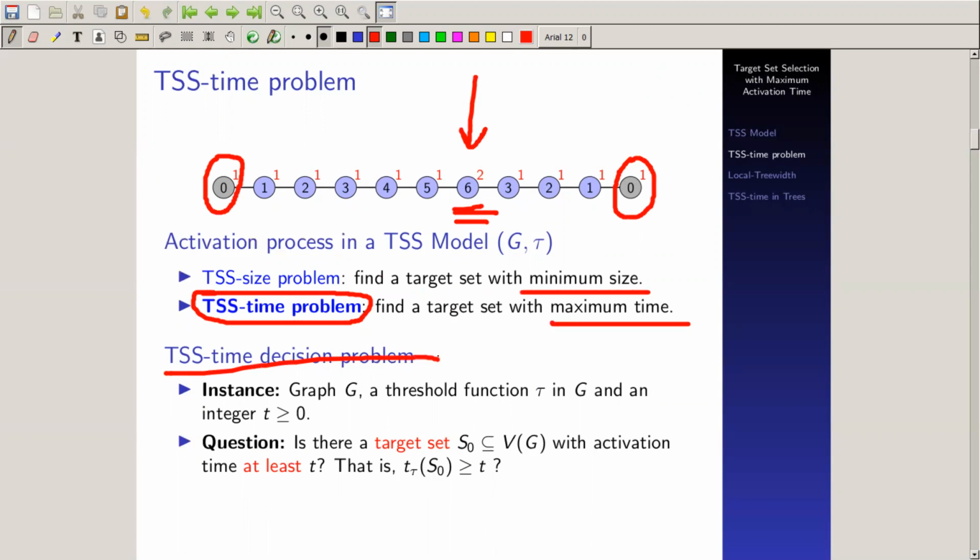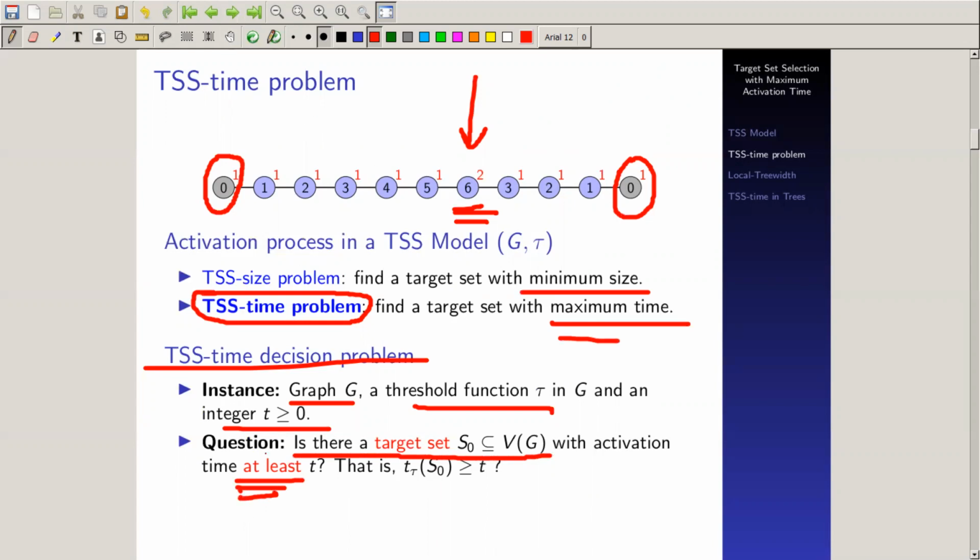In the TSS time decision problem, we are given a graph G, a threshold function tau, and an integer t. Is there a target set S0 with activation time at least t? Since it's a maximization problem, the decision problem asks for at least t.